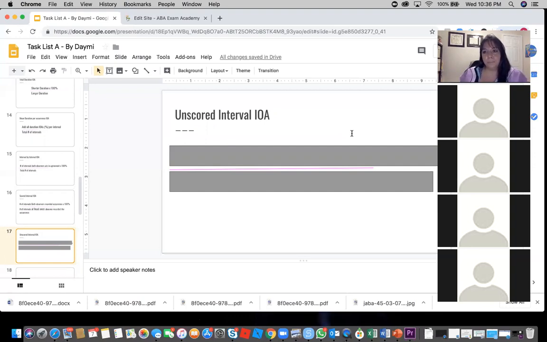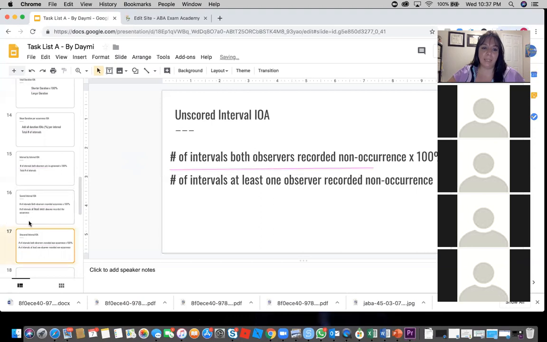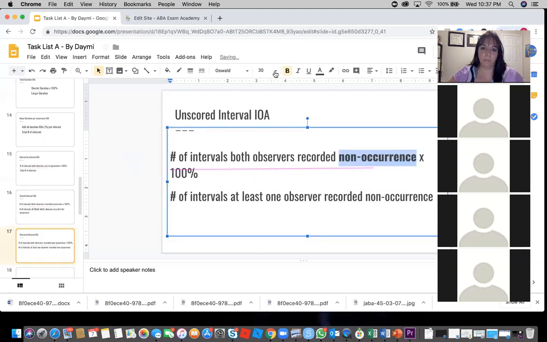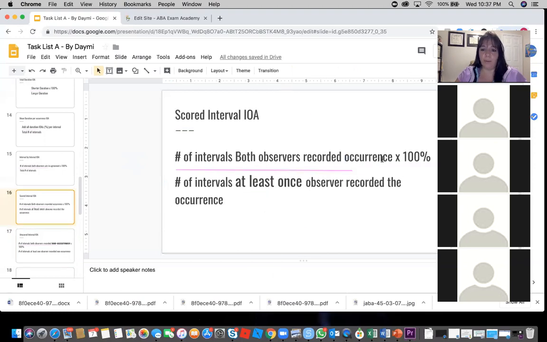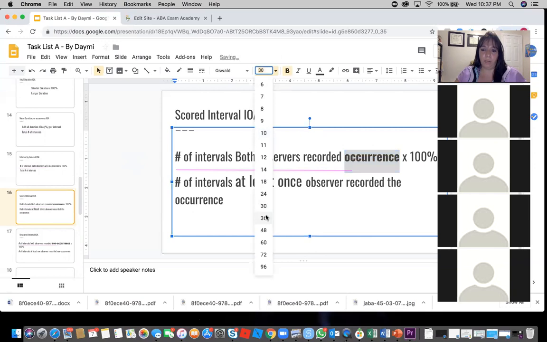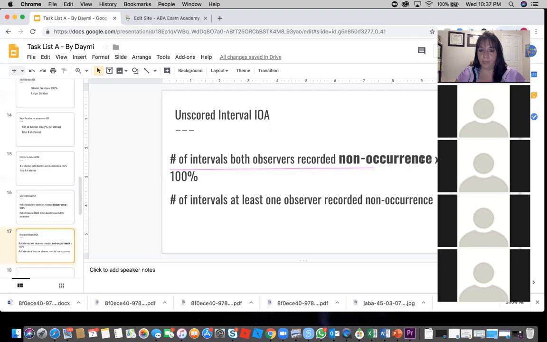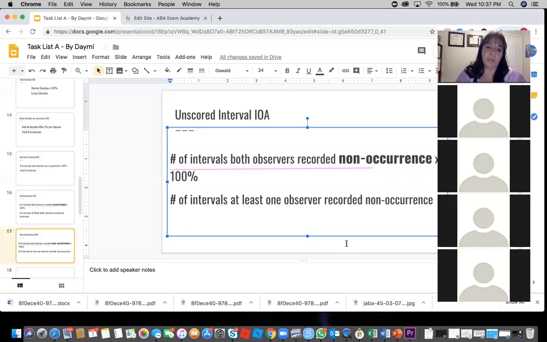Unscored interval IOA. Top is both recorded where behavior didn't occur, times 100, over at least one recorded a non-occurrence. Good, very good, Christina. So this one is basically the same as the other one, but this one focuses on non-occurrence. Okay, so it's number of intervals both observers recorded non-occurrence times 100% divided by number of intervals at least one observer recorded non-occurrence. So basically here we have the word occurrence for scored, and for unscored we have non-occurrence. Does everyone understand the difference between both of them? Yes. One is occurrence and the other one is non-occurrence.